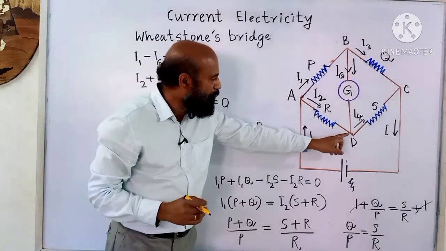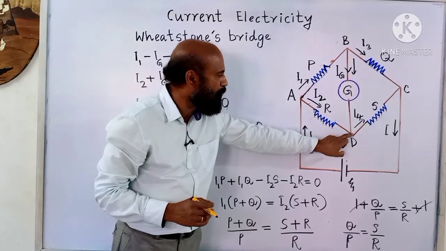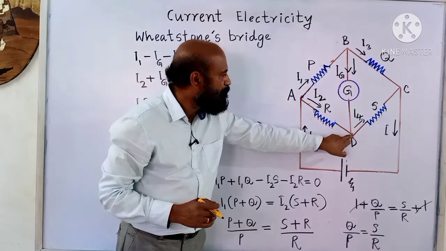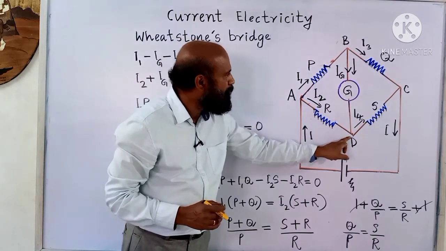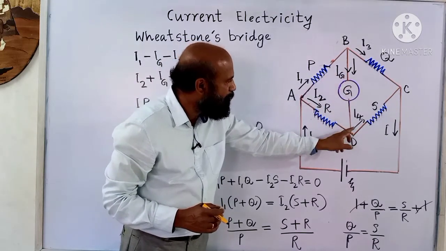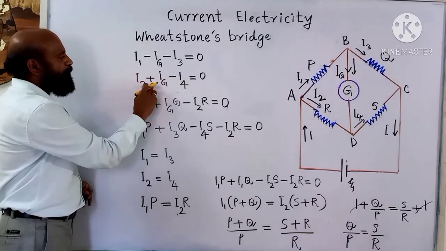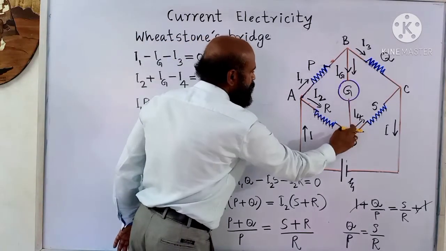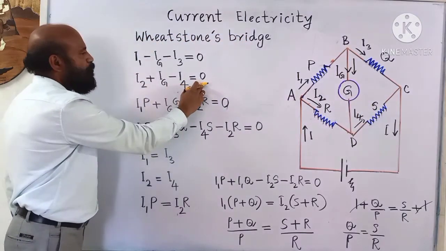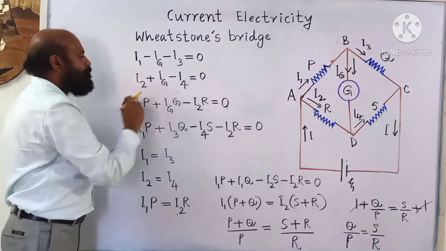Next, you apply Kirchhoff's first rule to the junction D. Here I2 is coming towards the junction, Ig is coming towards the junction, but I4 is going away from the junction, so I2 plus Ig minus I4 is equal to 0.